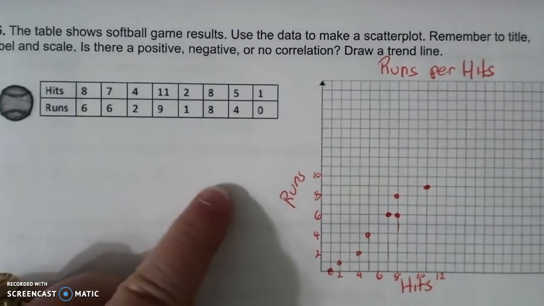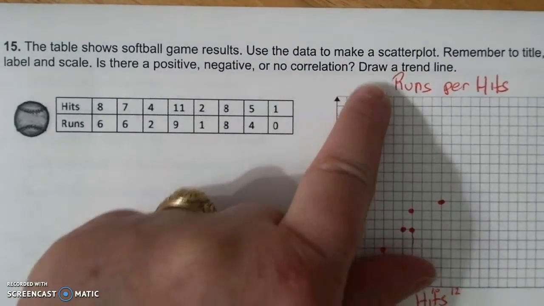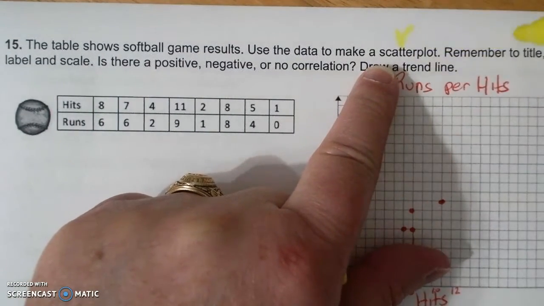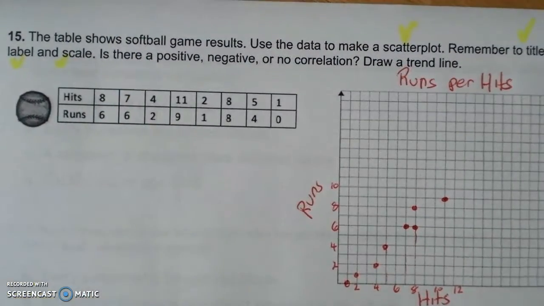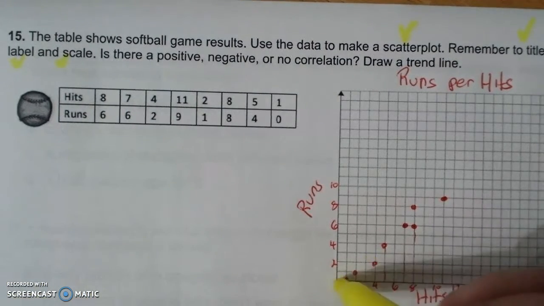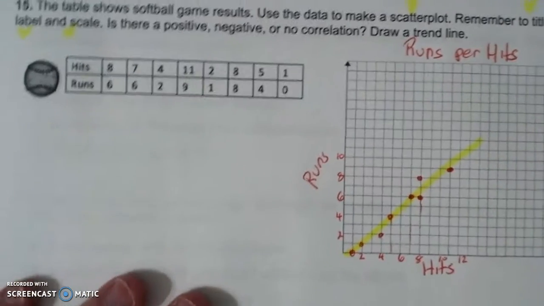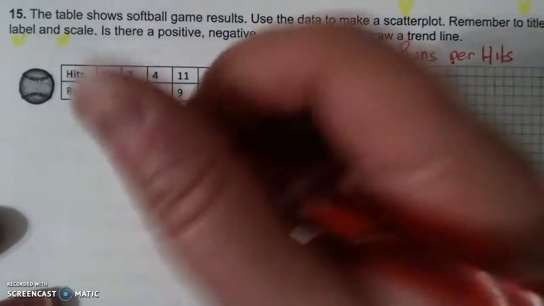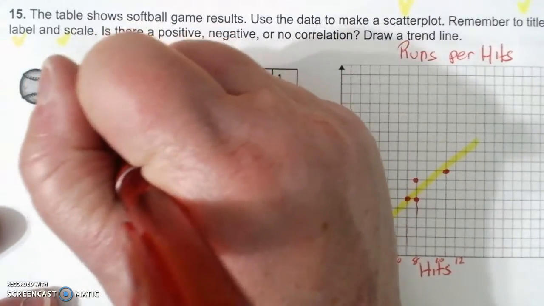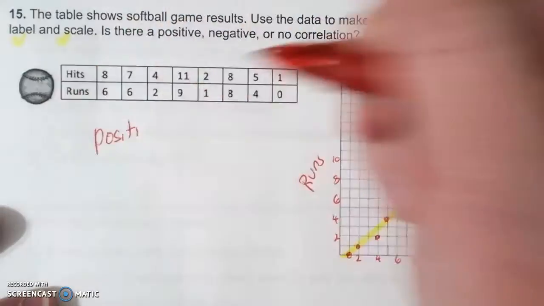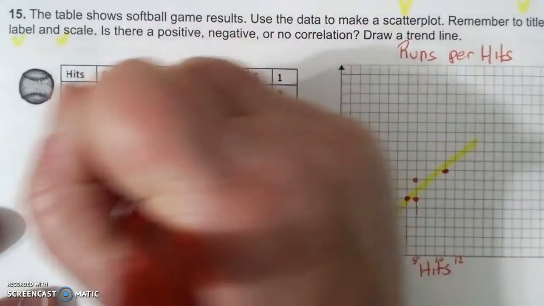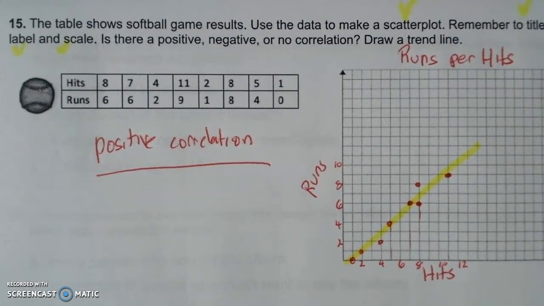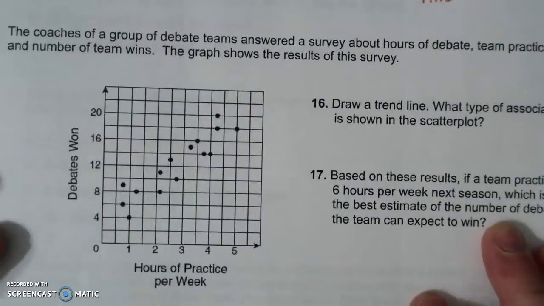And so let's see. I'm going to reread my question, make sure I did everything. Use the data to make a scatter plot. Did that. Title. Did that. Label. Did my X and Y axis. Scale. Got all my numbers. I need to answer positive, negative, or no correlation. That looks like a trend line. And so therefore it is a positive correlation. And I'm going to stop there. Nope, I'm going to go to the next one.